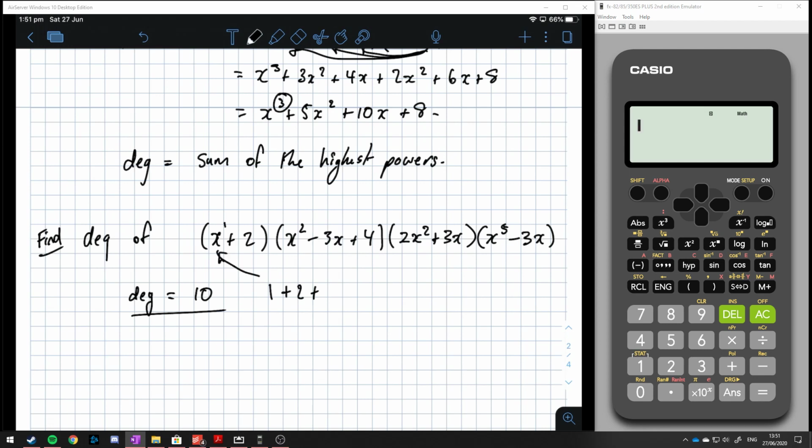So that's the 1, that's the 2, and then the 2, and then the 5. Okay? So we just add up the sums of those.